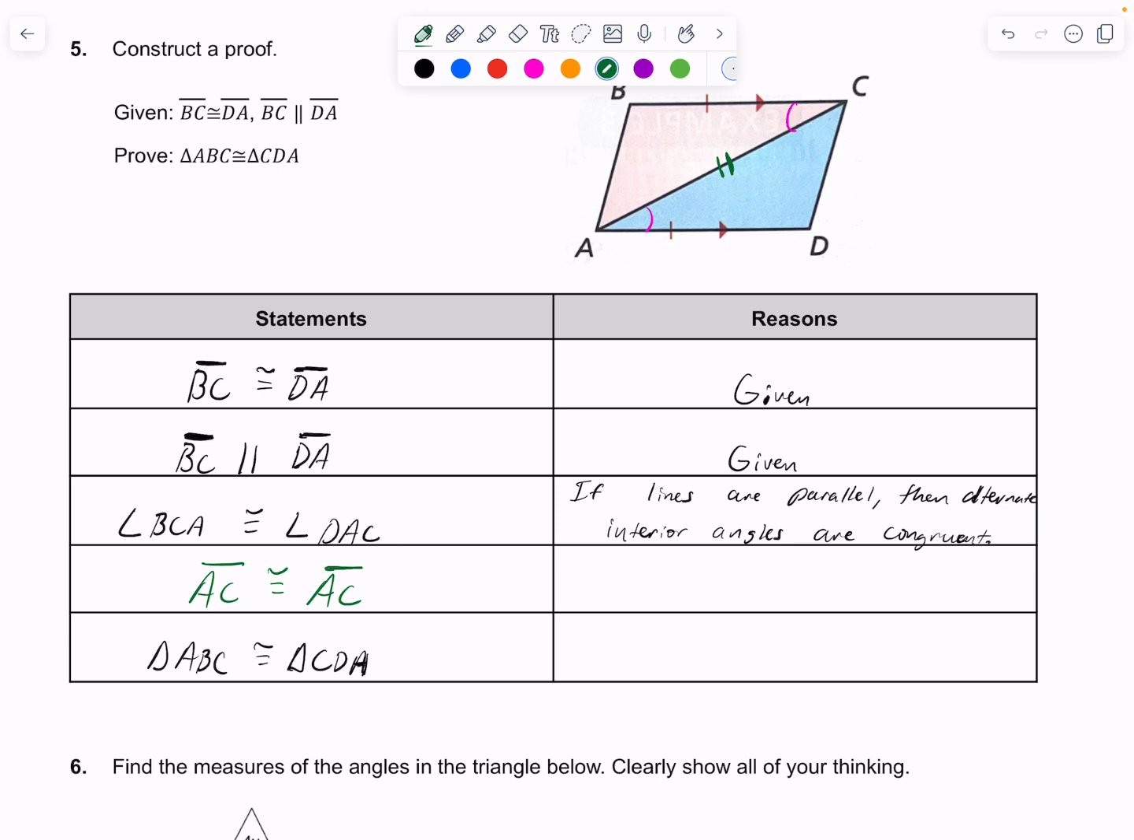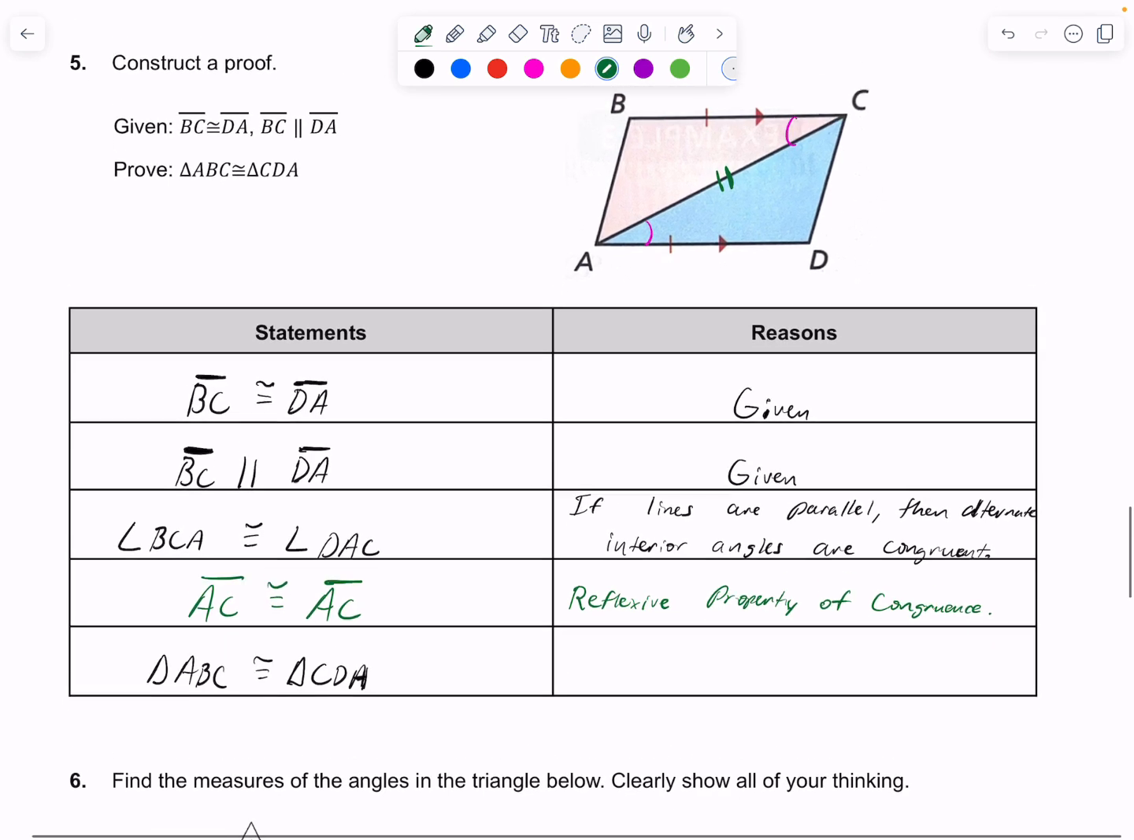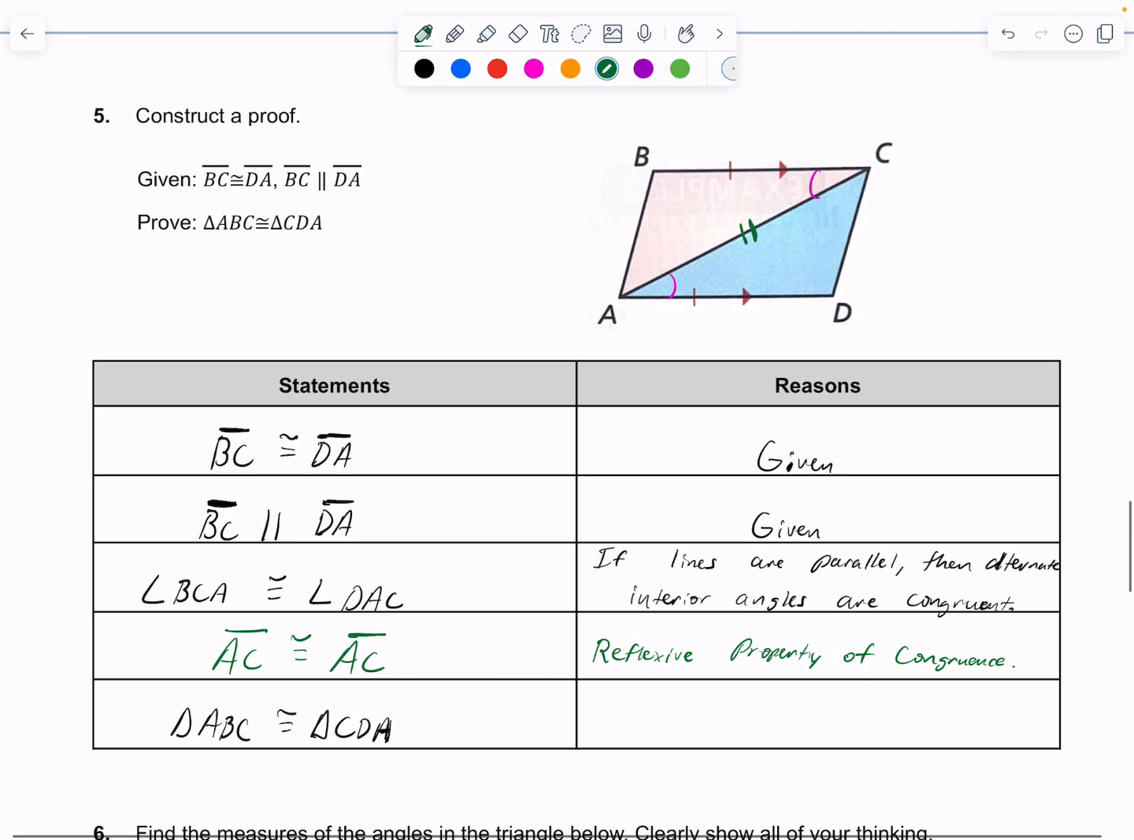So this is that reflexive property of congruence. Okay, and then finally, now that we have that, if you again manipulate one of them, rotate them in your mind to line up the angles and the sides, you would see that we have side, angle, side in terms of our triangle congruence.